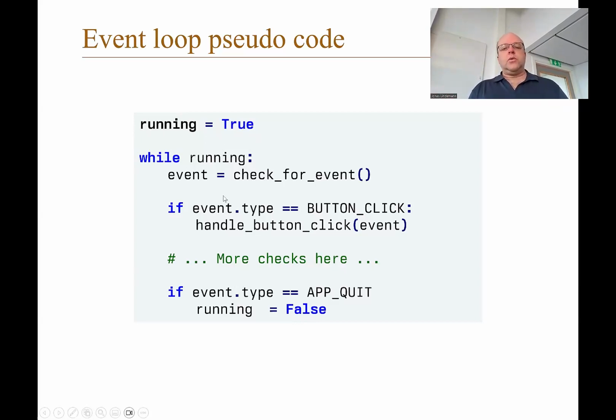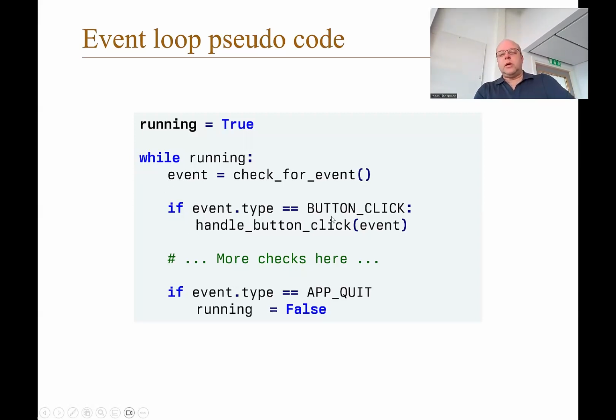So long as running is true, we will check for an event. Has anything happened in the user interface? Is there a mouse click? Is there a key press? Is there something else that happens? We get an event. So this function here checks for any events, and then it returns you an event object. And then you can check the event here.